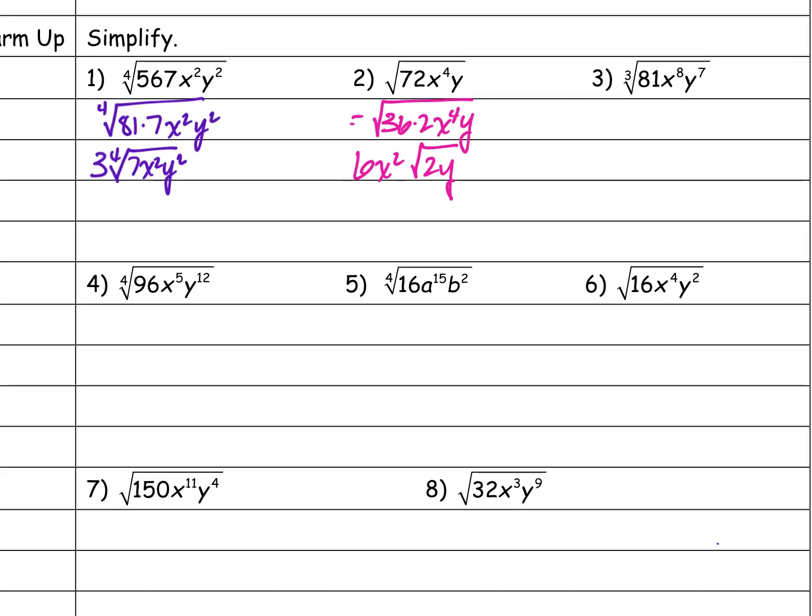And then on number 3, we should get 3x to the second, y to the second, cubed root of 3x squared y. Whew. That was ugly.